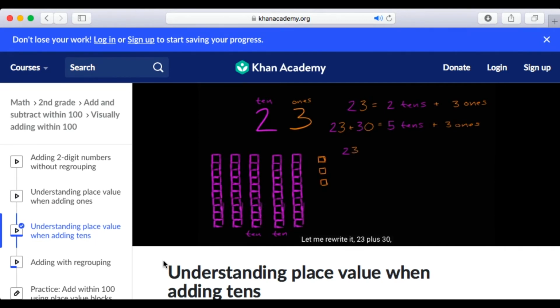23 plus 30 plus 30 is going to be equal to, well, 5 tens. So 5 in the tens place represents 5 tens or 50, and then we're going to have 3 ones. Oops, let me do that in the ones color, that orange color, and 3 ones. So 23 plus 30 is 53. You have 2 tens plus 3 tens give you 5 tens. 3 ones plus 0 ones is equal to 3 ones.